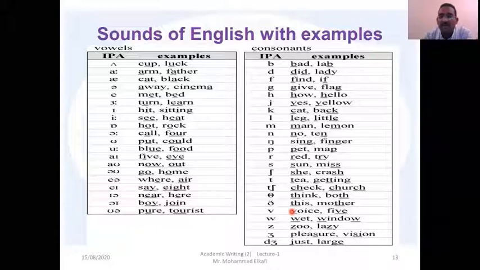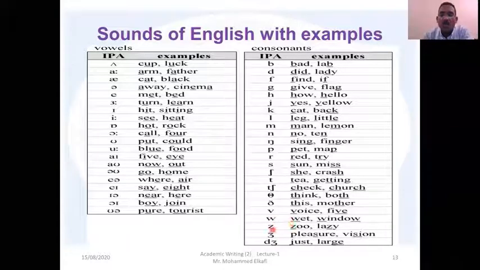The upper teeth touch the lower lip. Va. Voice. Wa, wet. Window.